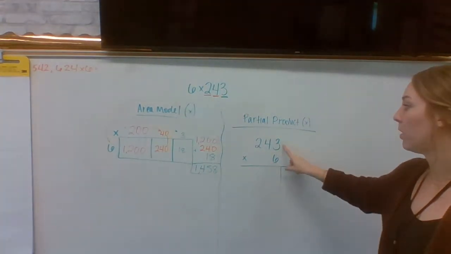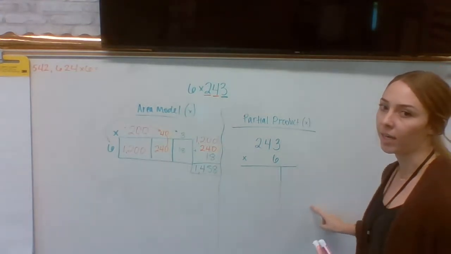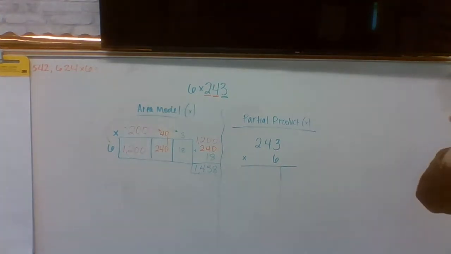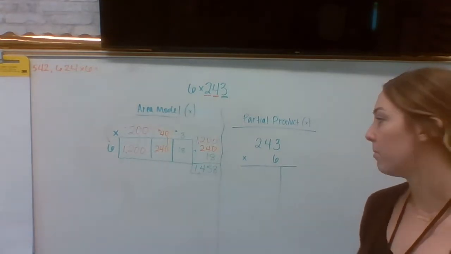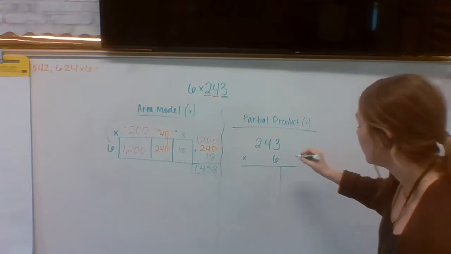I lined it up appropriately. My ones places are on top of each other. And off to the side, I have an area where I can write what I'm multiplying. That's going to help me with my zeros trick as well. So I'm going to go place value by place value and multiply them 1 digit at a time. I'm going to start in the ones place here.